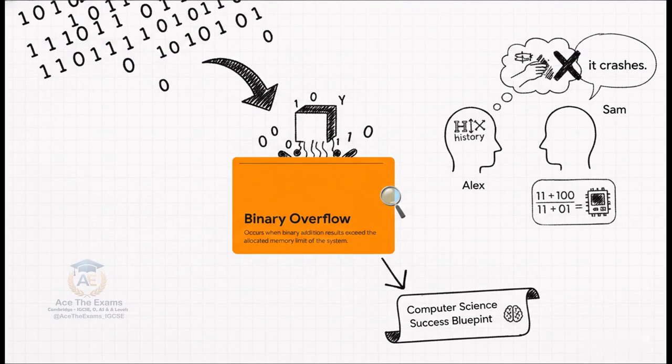Okay, commit this to memory. Here is your gold standard examiner-approved definition. Binary addition in overflow is a process where binary numbers are added, and overflow occurs when the result exceeds the allocated memory limit of the system.